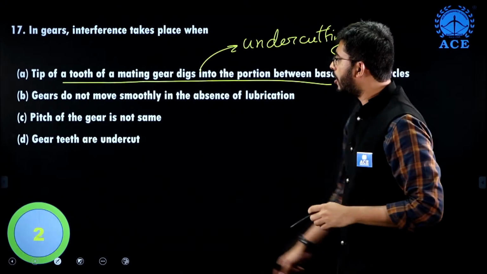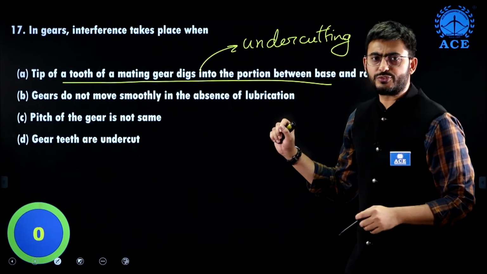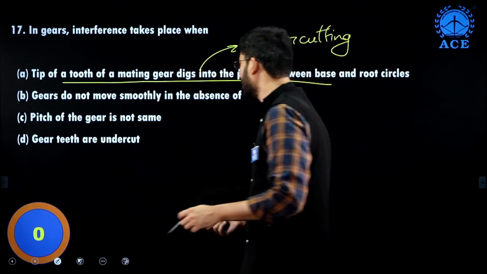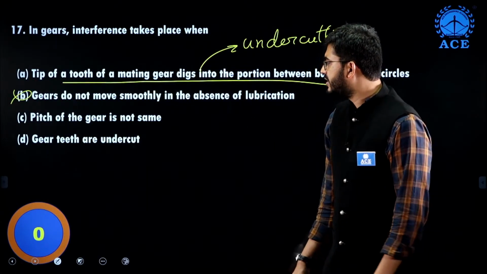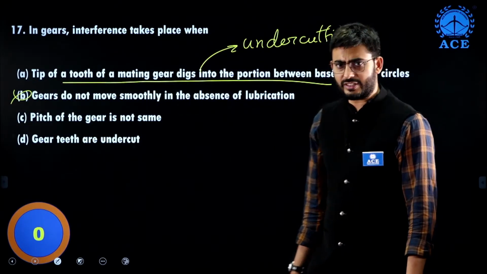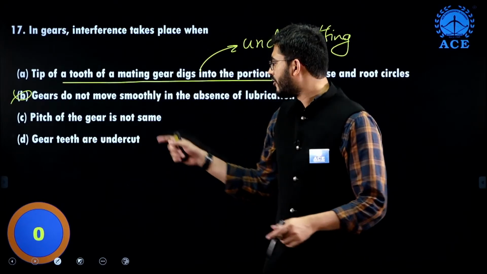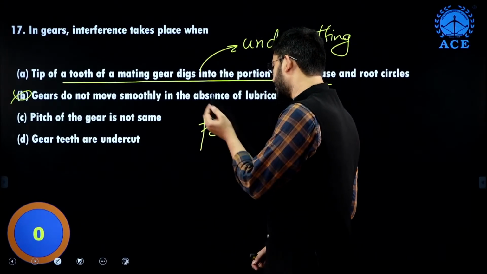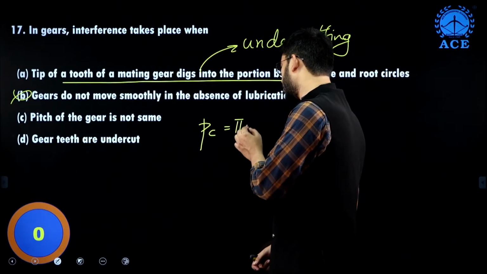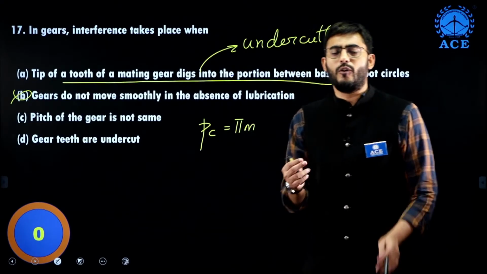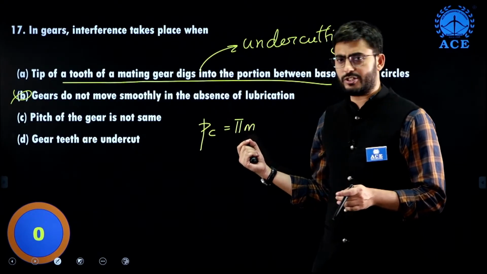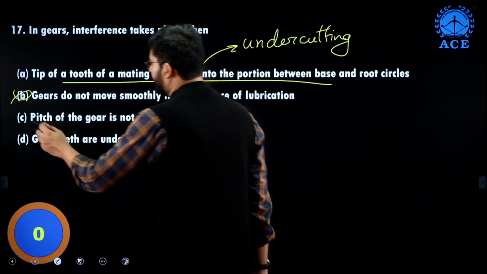Okay, and option B says that gears do not move smoothly in the absence of lubrication. B is out of the context, not the correct point. Option C says that the pitch of the gear is not the same. See guys, the pitch of the gear is the circular pitch, which is Pc, given by pi times the module. Pi is constant and the module should be the same for both the gears which are in mesh. Option C is also out of the context.